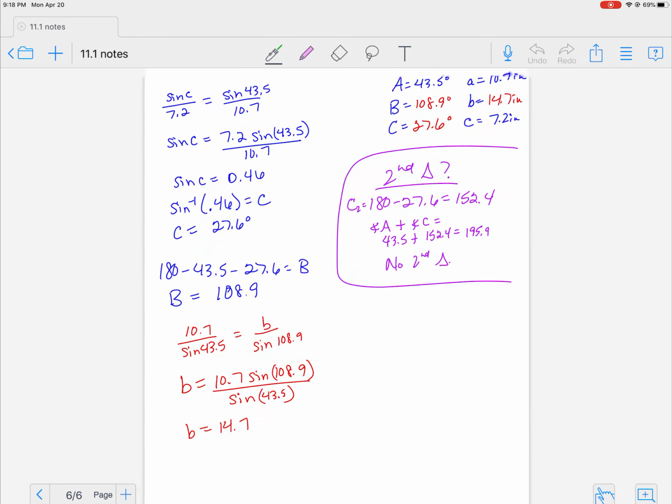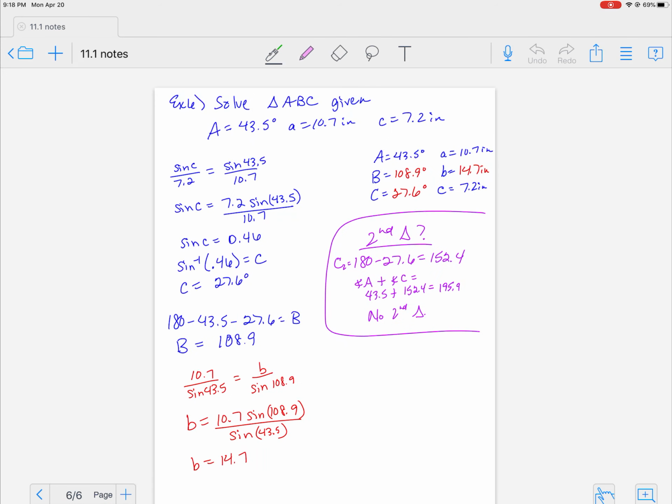So that ambiguous case is a deal, right? You're either going to have 2. So if you have a matchup, that's the key. I've got a matchup, but I've got 2 sides here. You always have to check for that second triangle. And if you have one, then you do that extra work that goes with it. If you don't, like in this case, the supplement doesn't work, then you're finished and you just have the 1.